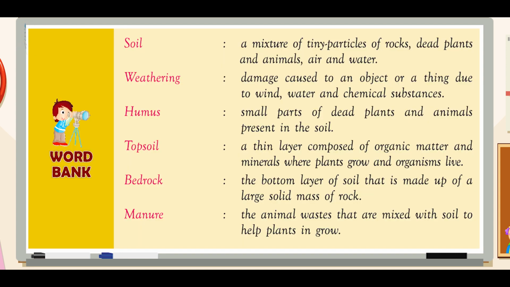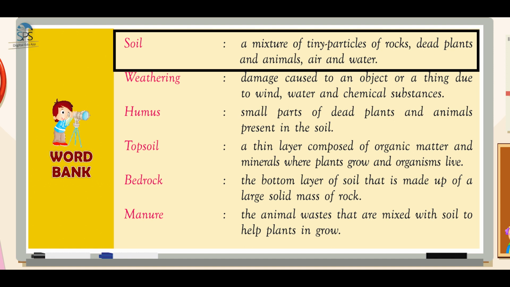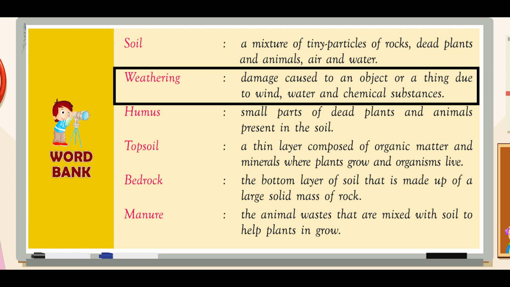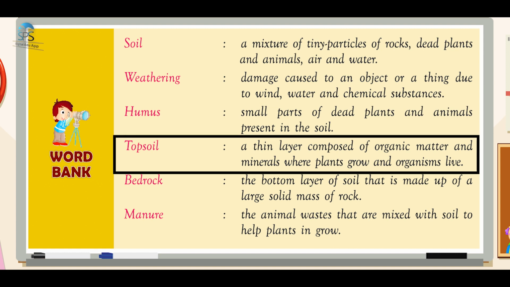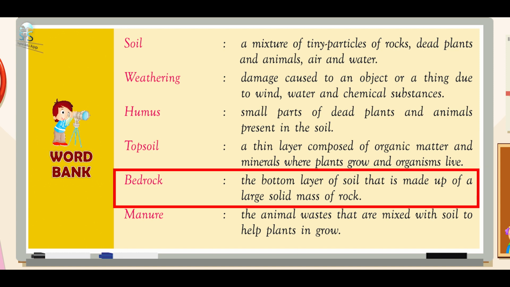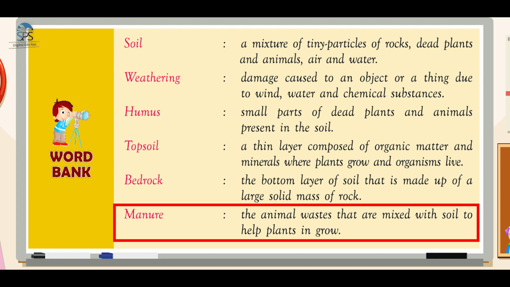Word bank. Soil, a mixture of tiny particles of rock, dead plants and animals, air and water. Weathering, damage caused to an object or a thing due to wind, water and chemical substances. Humus, small parts of dead plants and animals present in the soil. Topsoil, a thin layer composed of organic matter and minerals where plants grow and organisms live. Bedrock, the bottom layer of soil that is made up of a large solid mass of rock. Manure, the animal waste that is mixed with soil to help plants grow.